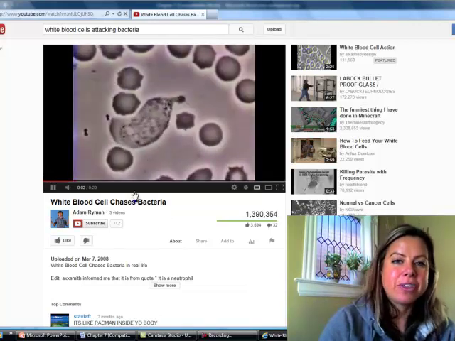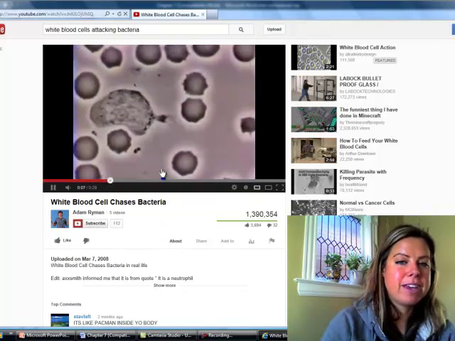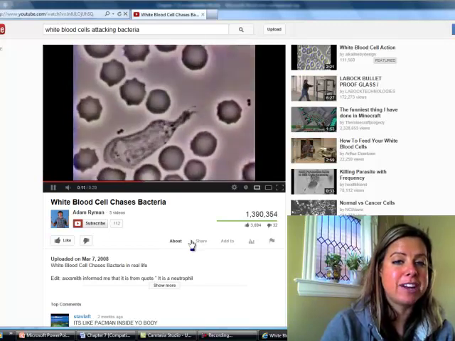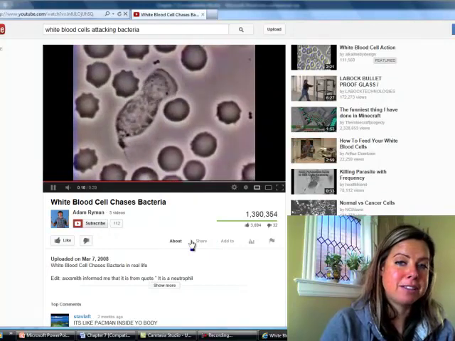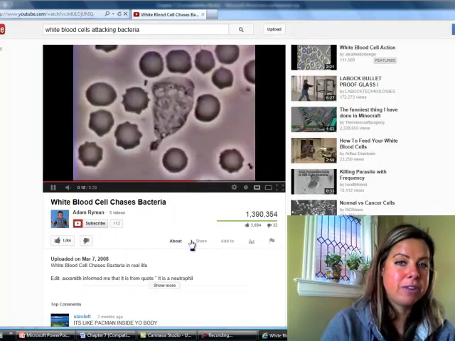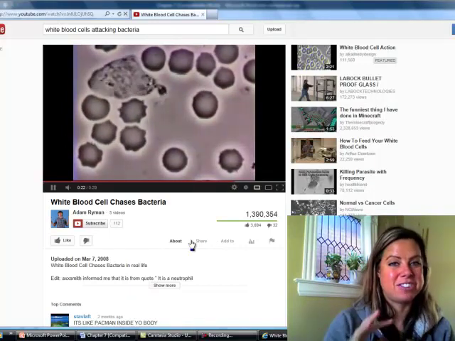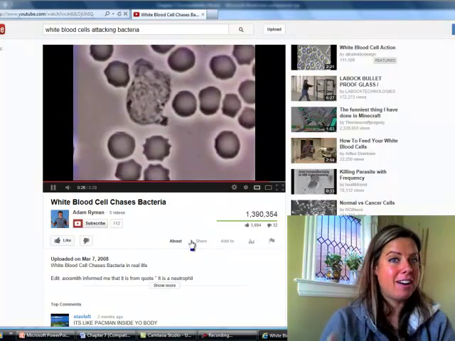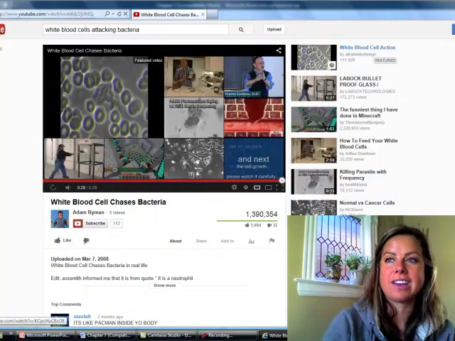So those little things you see there are bacteria, and this thing that's like a blob moving is a white blood cell. So what it's actually doing is chasing after that bacteria, and it's going to try and engulf it. And eventually it will find that bacteria, and it's going to do phagocytosis. See, there it just did it. It just kind of engulfed it, right? So that's exactly what's happening in our bodies. And that's a great thing because that's what keeps us from getting super sick.